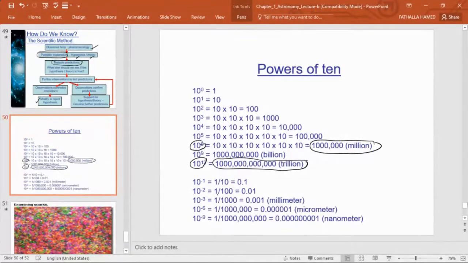10 raised to the power minus 2 means 1 over 100, which is 0.01. And 10 raised to the power minus 3 is 1 over 1,000, which is 0.001. And that's a millimeter. 1 over a million, which is 10 raised to the power minus 6, is a micron. And 10 raised to the power minus 9 is 1 over a billion. And that's what we call a nanometer.